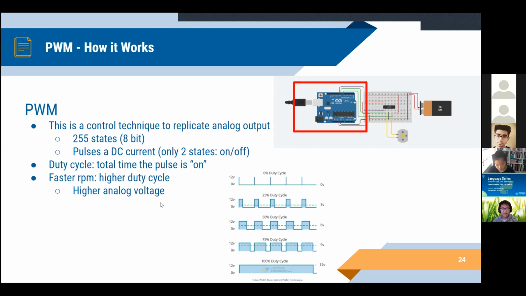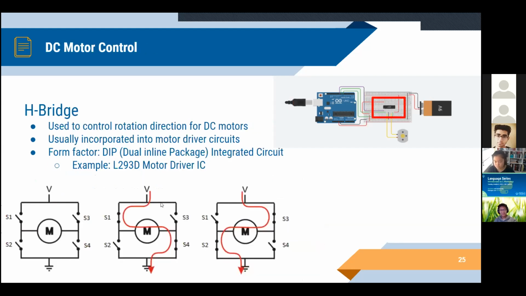Okay, so now we've addressed how to make it spin at a different speed, but how do you make it go in reverse? I mean, what would your car be if you didn't have a reverse gear? And the way we do this is by using an H-bridge. So this controls the direction, and it's usually incorporated into a motor controller or a motor driver circuit.